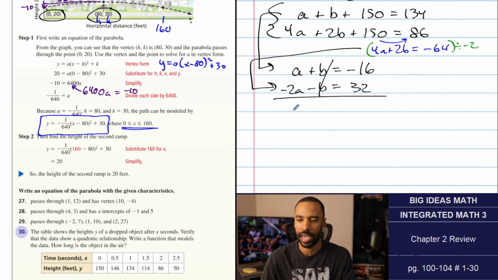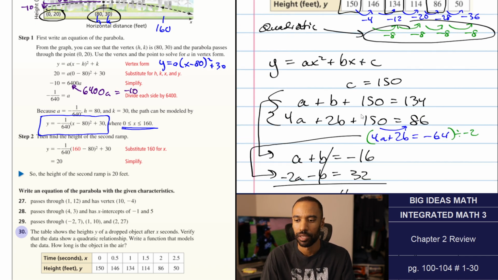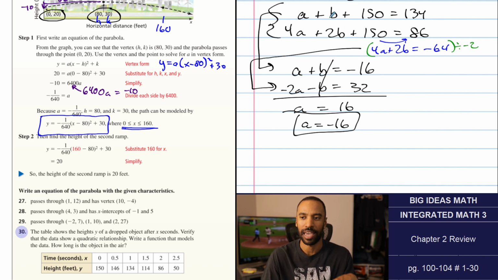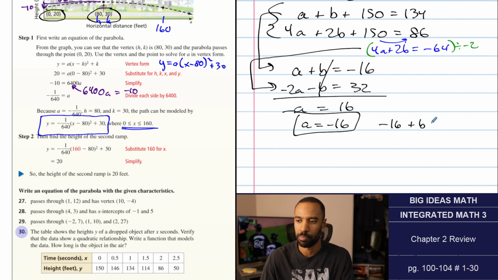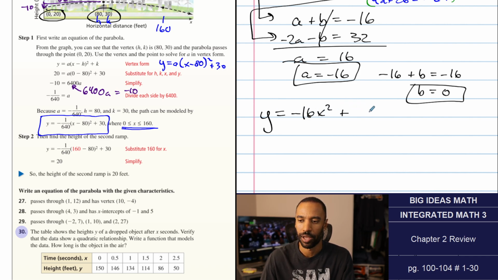The b's cancel out. You get negative a equals positive 16. Therefore, a equals negative 16. And remember, I expected that value. It's just a gravity thing, a general expectation. I still haven't found b, though, right? That was the whole goal. I have c. I have a. I need b. Let's use the equation a plus b equals negative 16. So negative 16 plus b is negative 16. So b equals 0. All right. So the equation y equals ax squared plus bx plus c is y equals negative 16x squared plus c, which was 150.